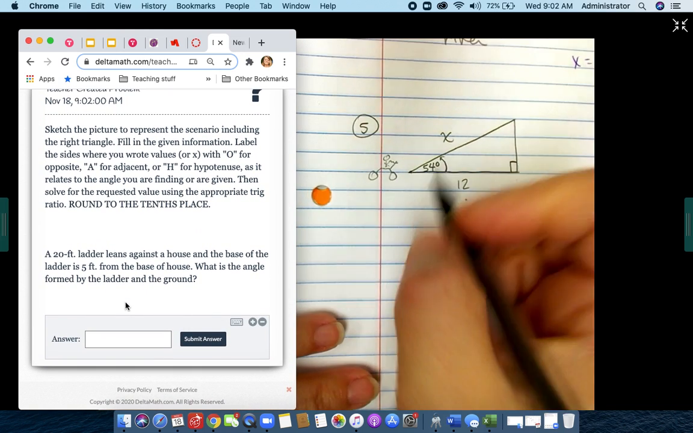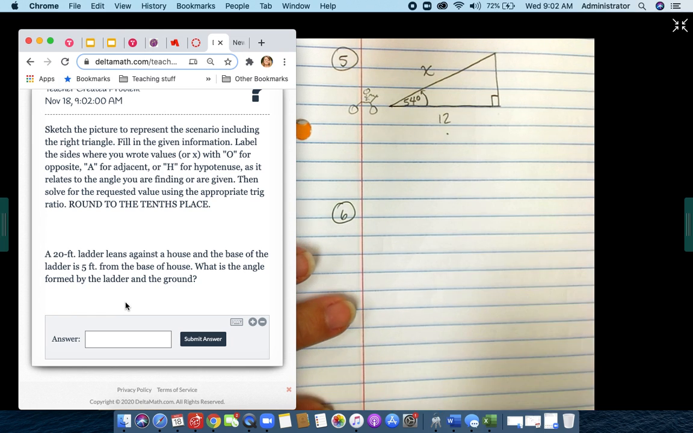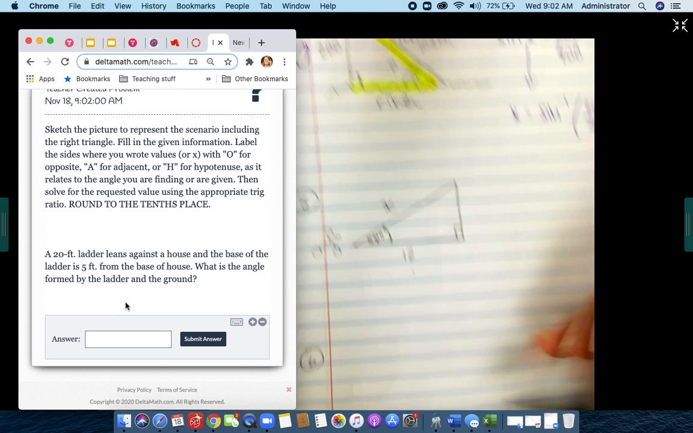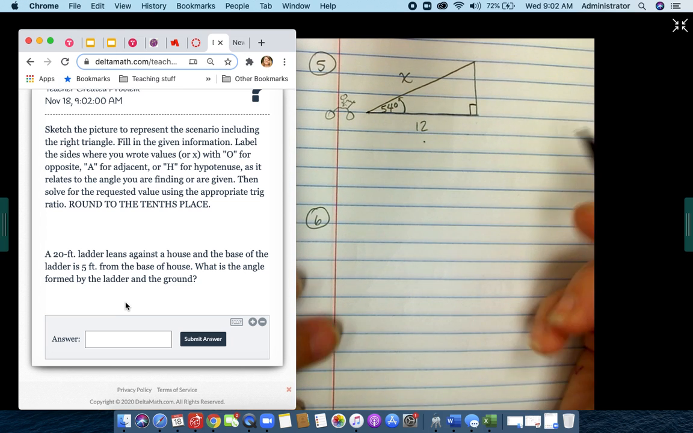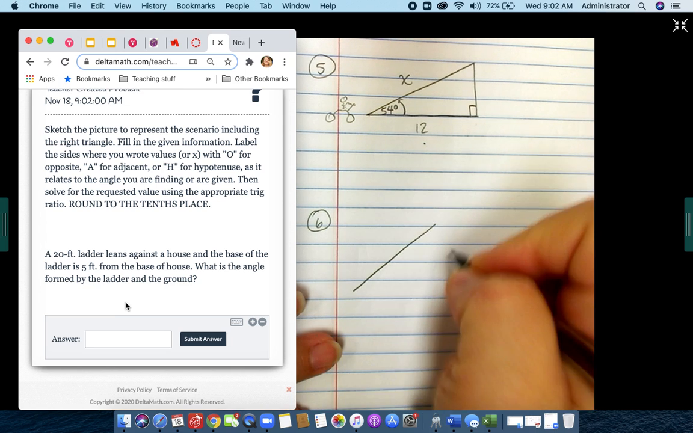So for number 6, same thing. If you'd like to pause the video, you can. But I'm just going to try to walk you through how to think about drawing it. You know each time it's going to be a right triangle, right? So if you want to just draw the right triangle first and then think about how to label it, you can do that too. So I can draw a right triangle.